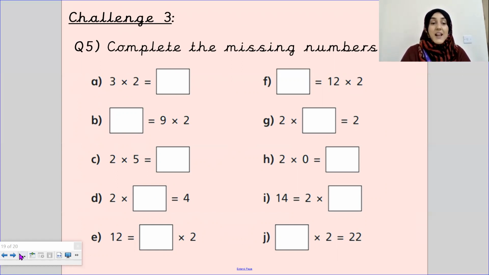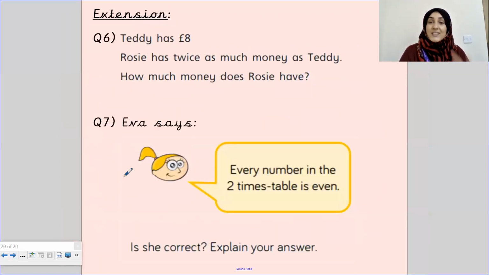Okay, and then lastly, we have an extension. The extension has 2 questions because some of you have been finding the challenges fairly easy. So I thought we'll give you 2 extensions just to get your mathematical juices flowing. So question number 6 is a reasoning question. It's Teddy has £8. Rosie has twice as much money as Teddy. How much money does Rosie have? And then we have question number 7. It says Ava says every number in the 2 times table is even. Is she correct? And explain your answer.